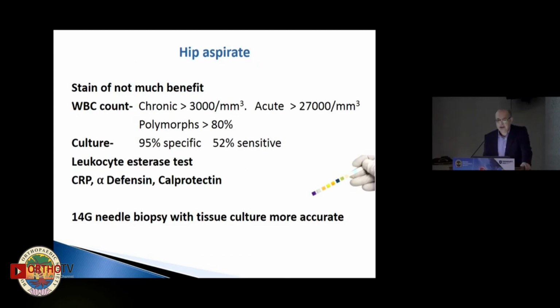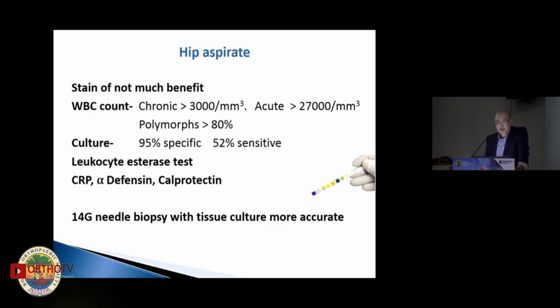What do you send in your hip aspirate? A lot of people are sending gram stain. That's totally of no benefit at all. You have to send your WBC count, and for chronic infections, a positive value would be more than 3,000 per cubic millimeter with 80% polymorphs. Remember, this value does not apply for an acute reaction, where the value will be much higher.